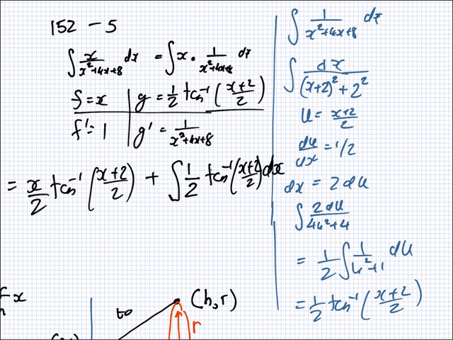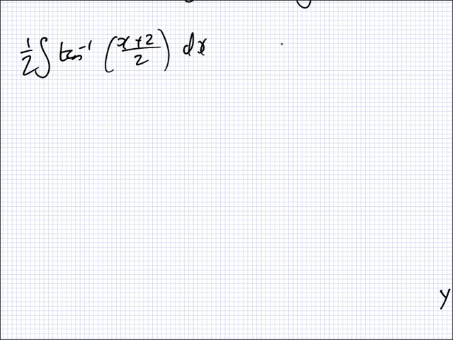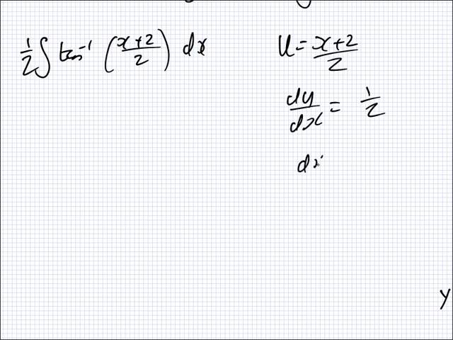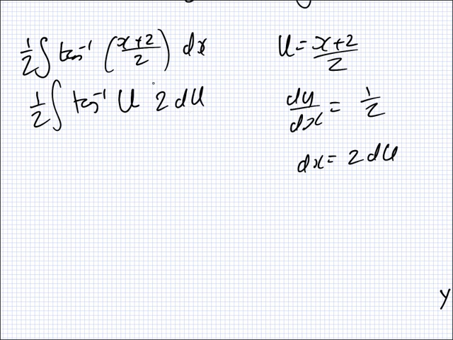Well, that's a new side problem. Let me just integrate, what was it, a half tan inverse x plus 2 over 2, wasn't it? Well, I should use a substitution here. What substitution should I use? X plus 2 over 2. So what does du dx equal? A half. So what does dx equal? 2 du. So this becomes a half integrate tan inverse u 2 du. Cancel, cancel. So now I have to integrate tan inverse u du.